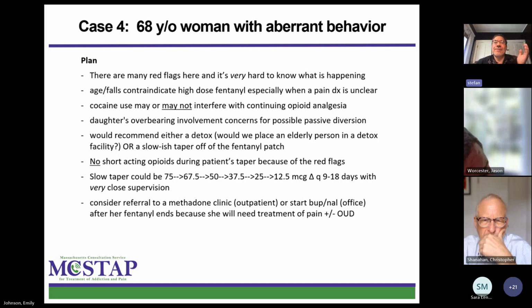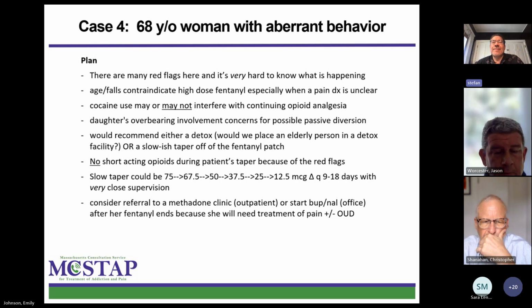The cocaine at this point doesn't concern me so much, at least. The daughter's presence is very concerning because I don't know the background. I need to know that. And passive diversion is very common in folks that are ill or elderly. It's different from younger people, where it happens, but the person is usually going to be aware of it. This older person may never be aware of it. And certainly the daughter could be using some or selling some.